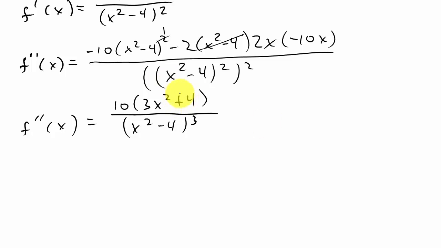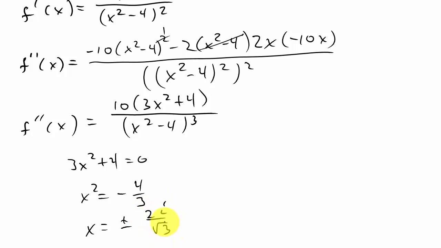Now we need to set the second derivative equal to 0 and solve for x. But if you look at this numerator, it's never going to be 0. Because if we took the numerator and set it equal to 0, we would get x squared as negative 4 over 3, and so x would be plus or minus 2i over square root of 3. See how we get an imaginary solution? So the second derivative is never going to be 0.